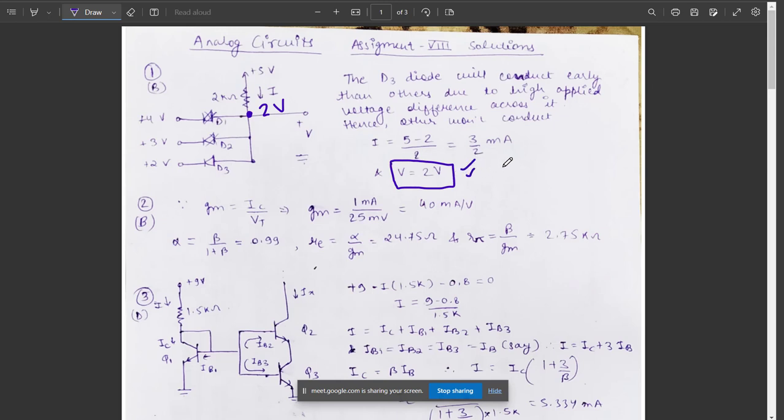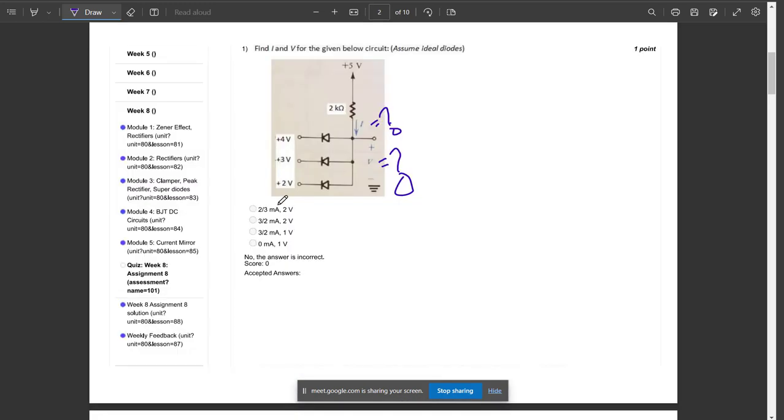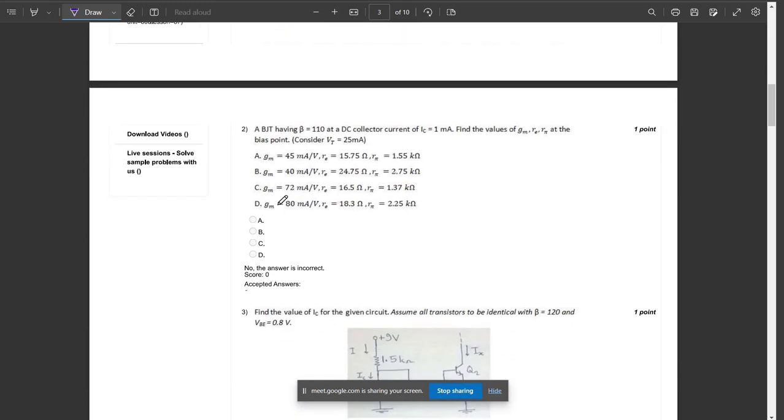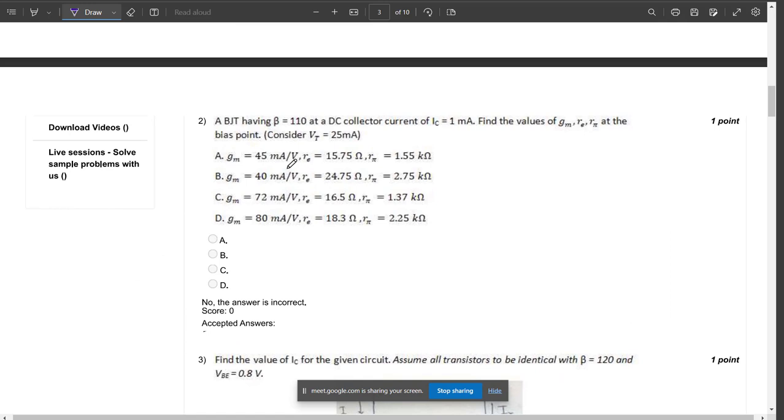Any doubt here? No. Okay, let's go ahead. So here a BJT is given. Go ahead.